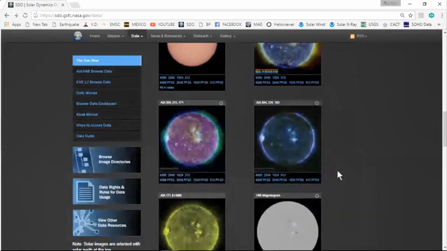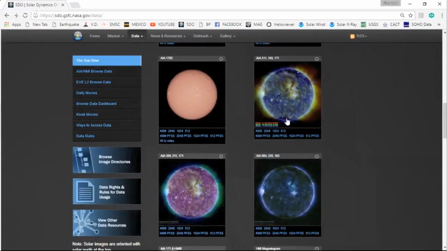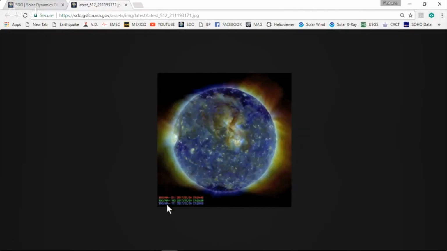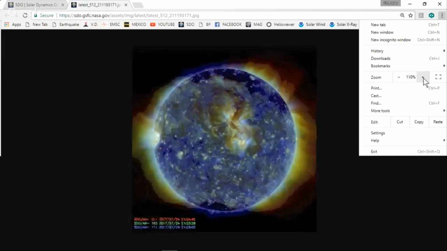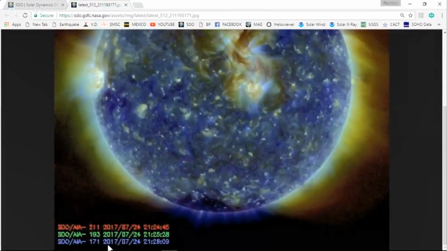And all we wanted to do was just take a look and see what was going on. Now, here's another composite right here. And this is not in video either, folks. This is just a click on the icon and you get the composite. You see the three layers right there where my cursor is? They're showing you right here what they're using. They're using the combination of the 211, the 193, and the 171. And this is for today. There's the timestamp.